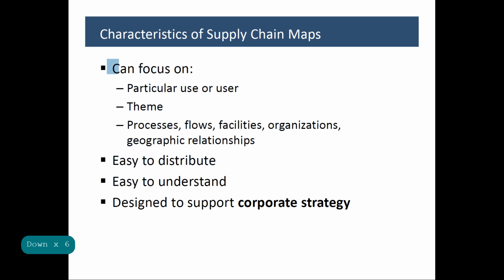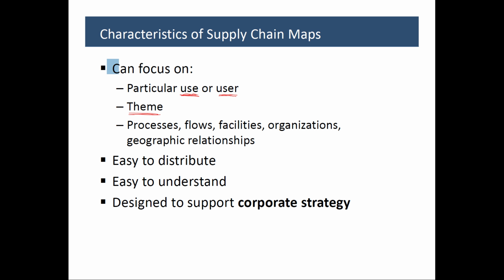Characteristics of the supply chain now depend on the focus that you want to draw attention to. It could be a particular use. For instance, how does an item go through a supply chain and how is it diversified, or if it's a raw material, what is the raw material used for? Or you could focus on a certain user, for instance, your own factory or a company or your own factory floor.